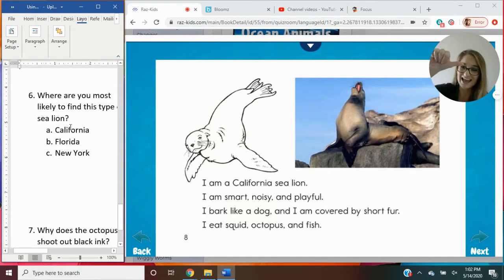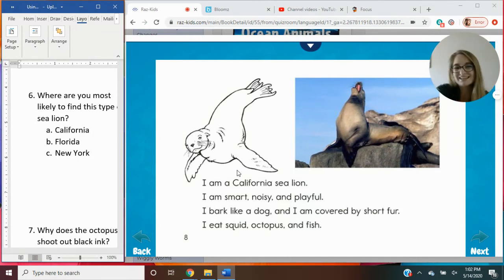California is A, B is Florida, C is New York. So let's go back and read so you can hear if you hear any of those answer choices. I am a California sea lion. So where are you most likely to find this type of sea lion? A, California, B, Florida, C, New York. So you tell your family your answer.